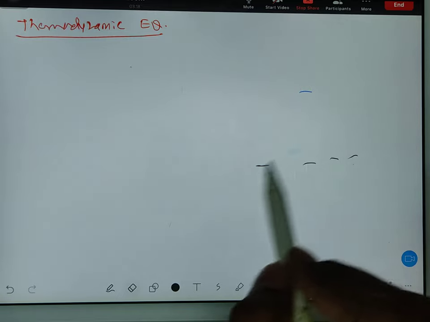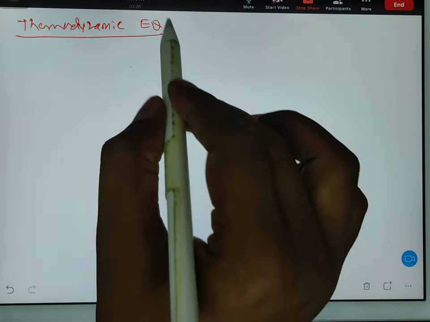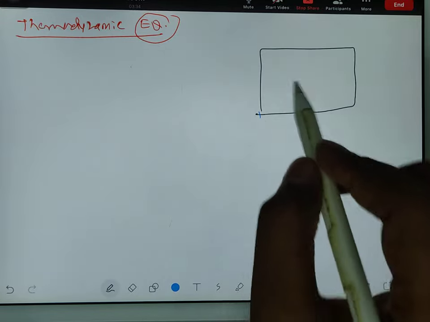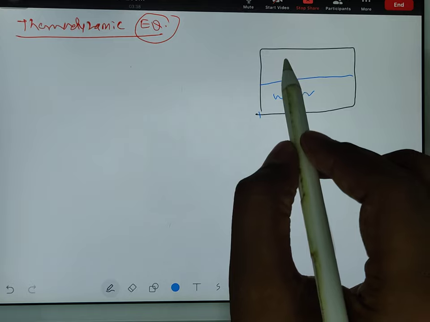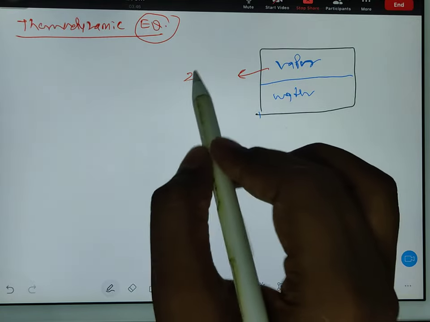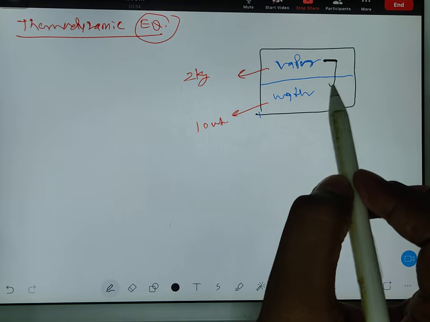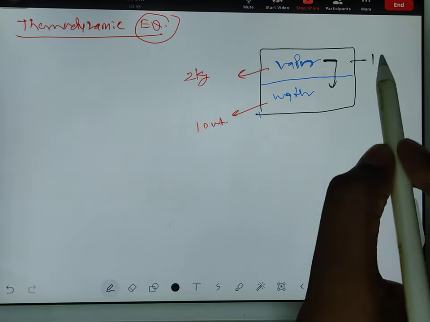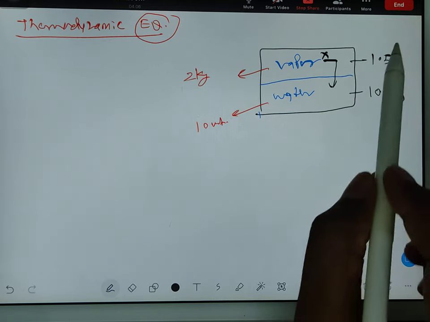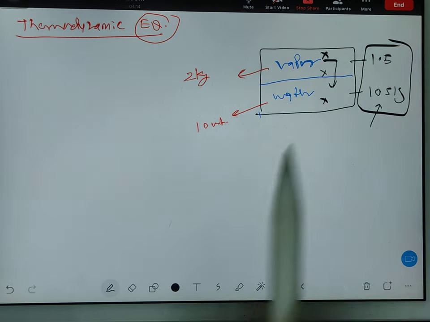thermodynamic equilibrium is the combination of 4 equilibriums. So if you want to study thermodynamic equilibrium, first of all, what is the meaning of equilibrium? That we'll understand. The idea of equilibrium is, suppose there is a chamber. In this chamber, you are keeping a certain amount of water and a certain amount of water vapor. Suppose in the beginning you kept 2 kg vapor and 10 kg water. Then you see that the vapor started converting into water, and when the new data is 1.5 kg and 10.5 kg, after that the vapor conversion stopped. This situation you will call equilibrium. So this is one example of equilibrium, where phase conversion is in equilibrium condition.